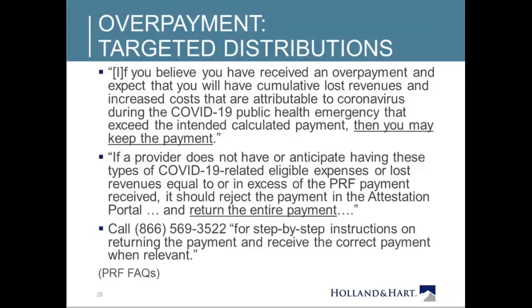It doesn't really matter what the initial tranche was or how much money you should have gotten. If you can use it for legitimate COVID-related purposes, then apparently you can go ahead and keep the money and use it appropriately. On the other hand, based on this FAQ, if you can't use it all, then you're supposed to return the entire amount. Well, that doesn't make any sense at all. So let's say you're a provider, you've got $700,000 in permissible COVID uses that you can make, legitimate expenses, but you got $1 million. Based on this guidance, you're supposed to return the whole thing. Well, that doesn't make any sense.